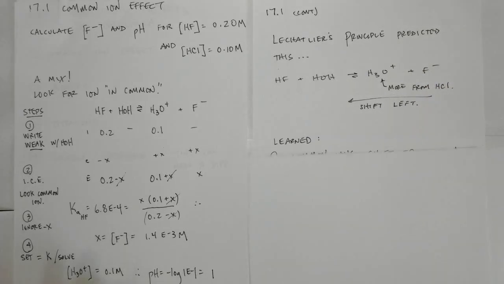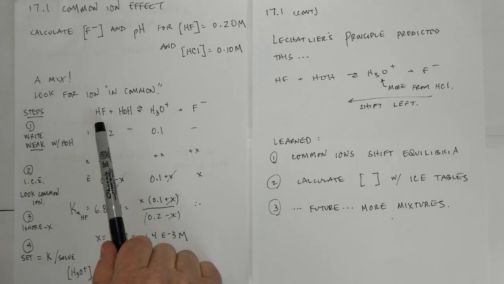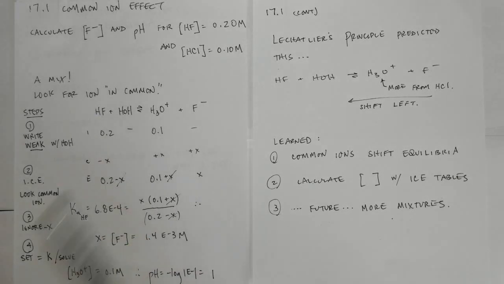So in this short video cast, hopefully you learned that common ions shift equilibria, that you can calculate the concentration at equilibria when there's a common ion with ICE tables. And you should know that in the future, there'll be many, many more of these mixtures, especially with weak acids or weak bases and their conjugates.